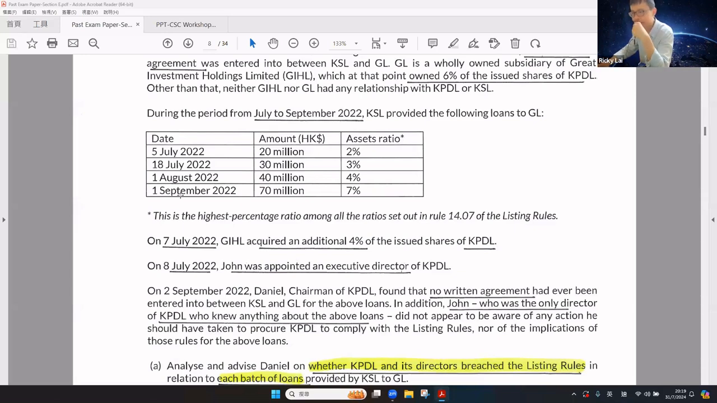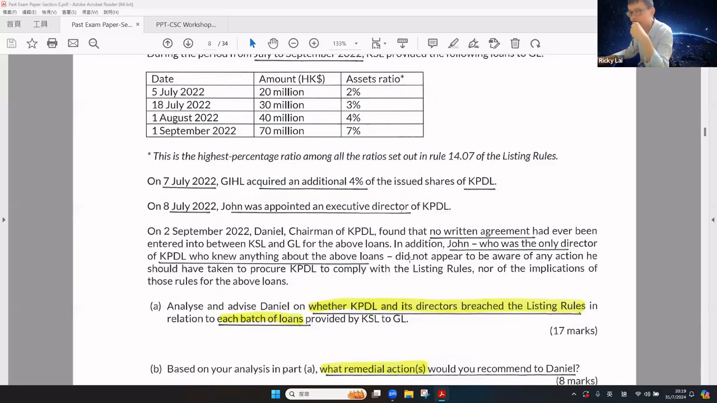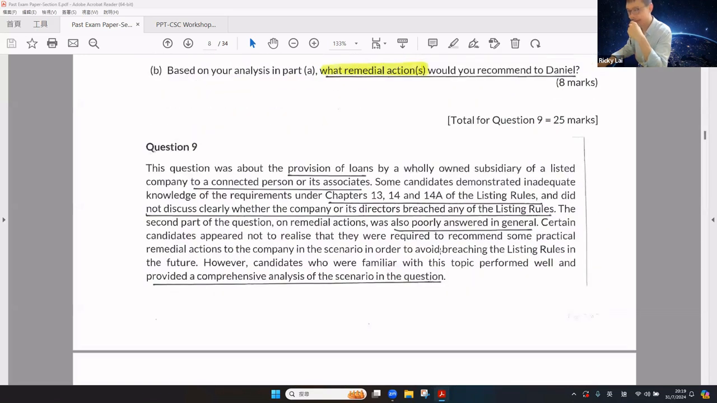Okay, and then after the 4 batches of loan, Daniel, the chairman, finds that there is no written agreement for the above 4 batches of loan. And only John, the only director of the listed company, knows everything about the loan and did not appear to be aware of any action he should have taken to procure the listed company to comply with the listing rule or the implication for the above loan. Okay, so this case was very, very interesting but complicated.